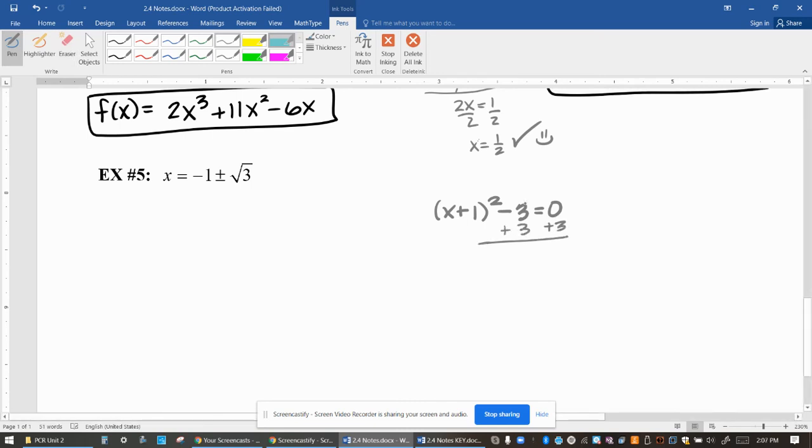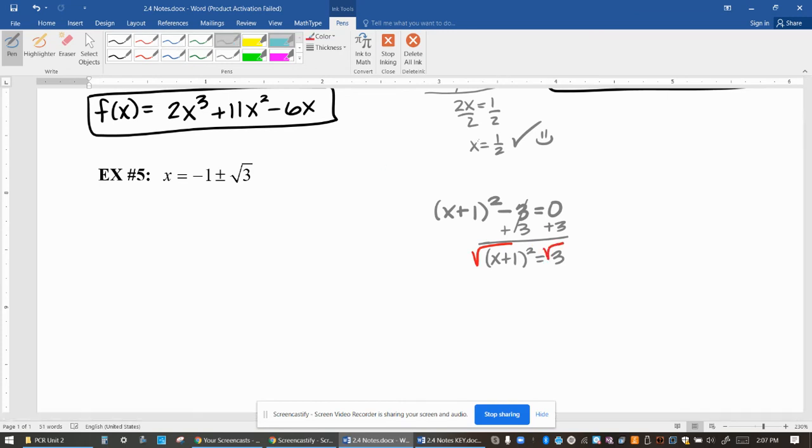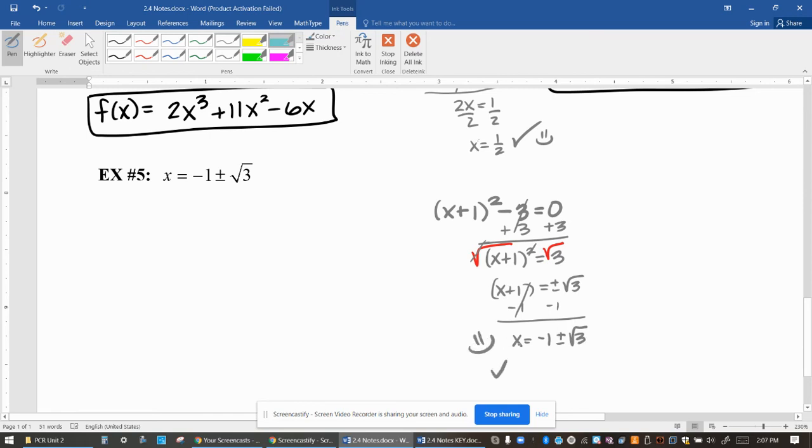So I'm going to add 3 to both sides. Square root both sides. And lo and behold, if I subtract 1, so this time I'm not going to put a smiley face unless it actually is the original answer. Okay, now I can put a smiley face. I did it right. Okay.